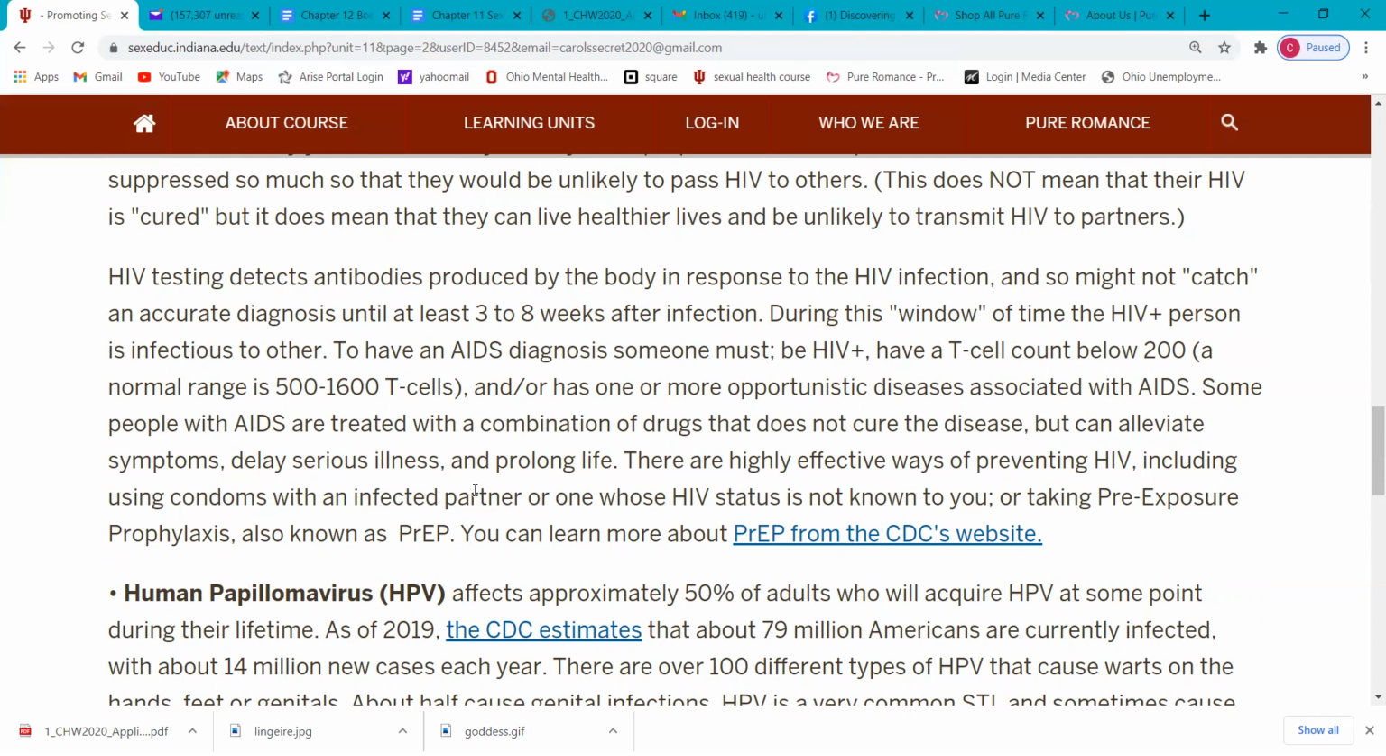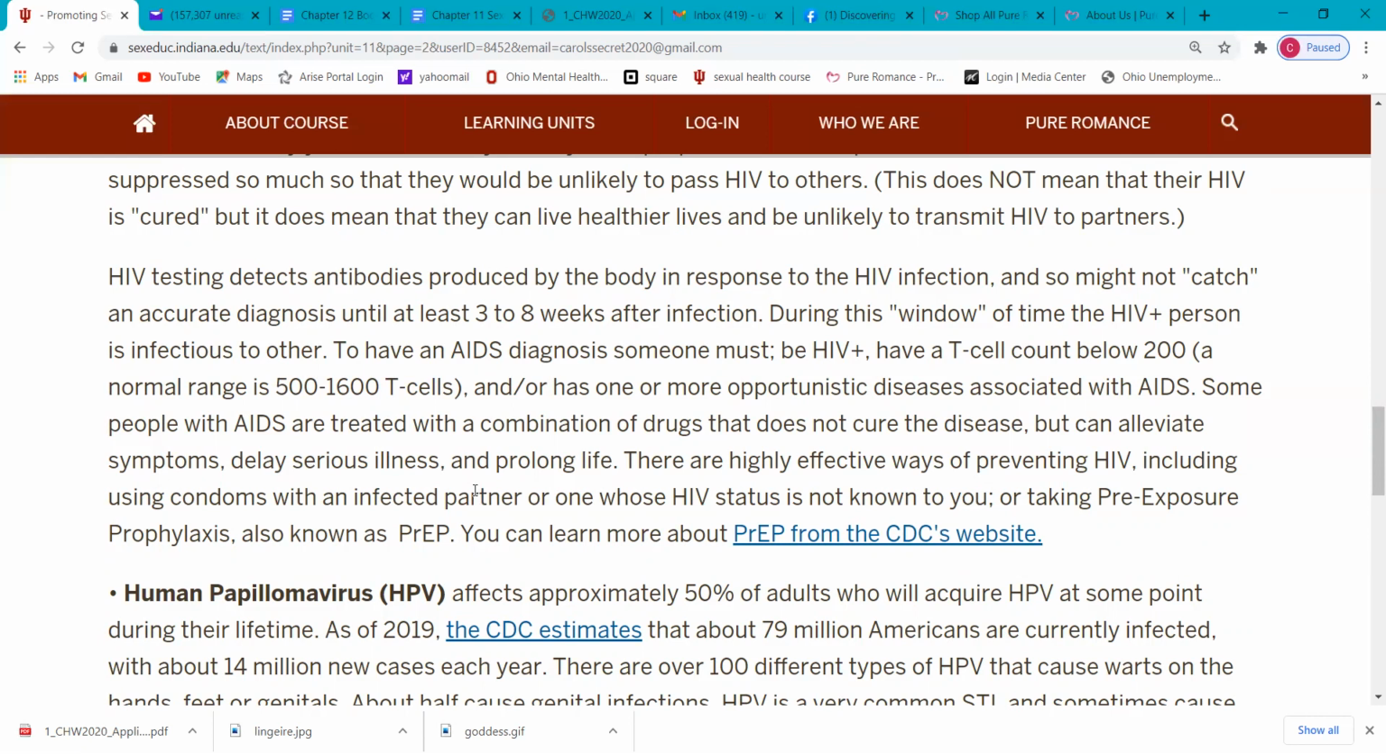To have an AIDS diagnosis, someone must be HIV positive, have a T cell count below 200 (a normal range is 500 to 1600 T cells), and/or have one or more opportunistic diseases associated with AIDS. Some people with AIDS are treated with a combination of drugs that does not cure the disease, but can alleviate the symptoms, delay serious illness, and prolong life.